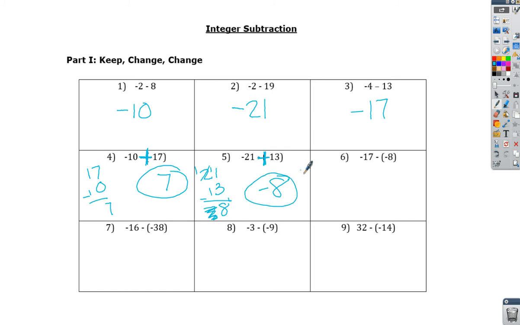Again, we have -17 minus parentheses -8, and this looks just like a plus sign. So we have 17 plus 8. The signs are different now, so we can take the difference and keep the sign of the bigger number. So 17 minus 8 is 9, and I'll keep the sign of the larger number, which is a negative, so your answer is -9. I want you to do 7, 8, and 9 on your own. If you have any questions, raise your hand, and go ahead and hit pause.